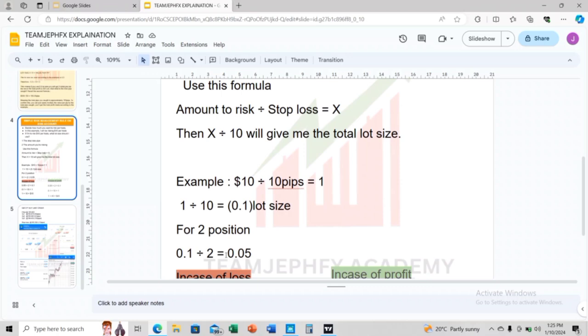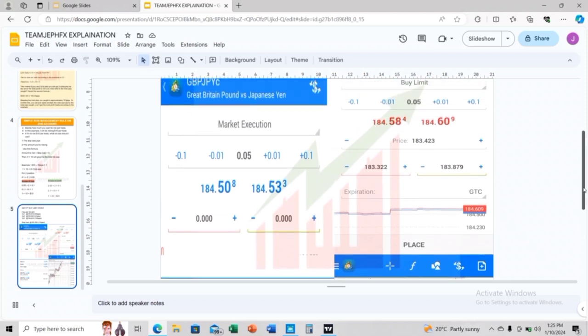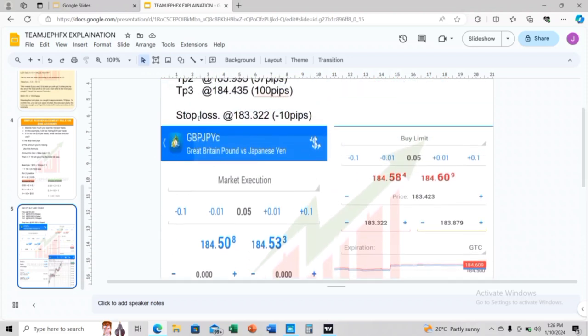You've gotten how you are going to open it. You are going to open 2 positions, and each position will be 0.05. Now how will you enter the signal on your MT4 app? Now you come to your MT4 app. This is how your MT4 app normally looks like. Let's look at this first picture. This one here is the first picture.